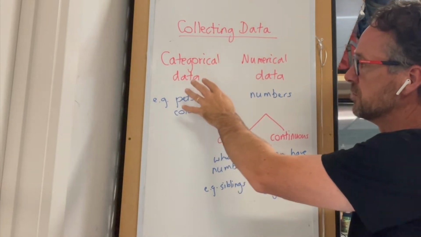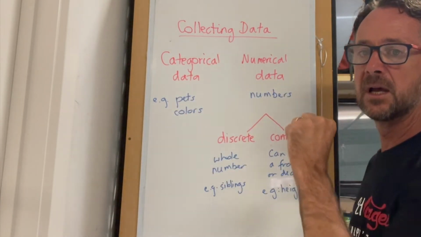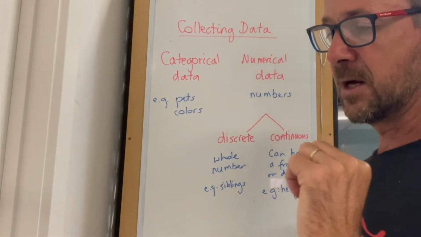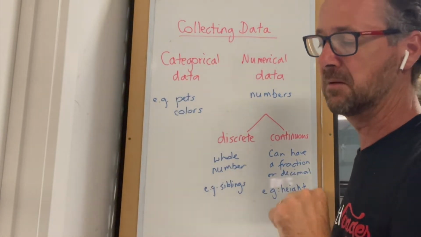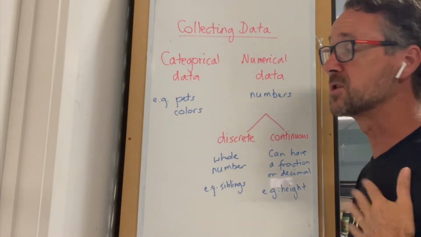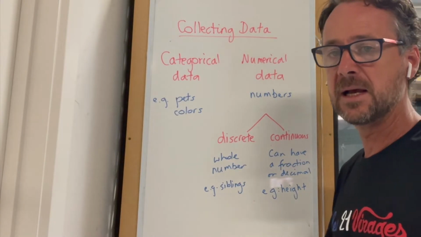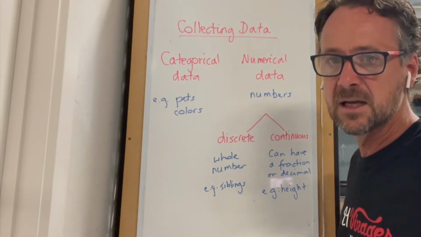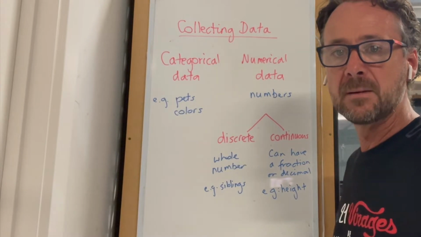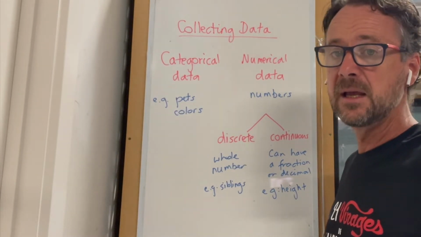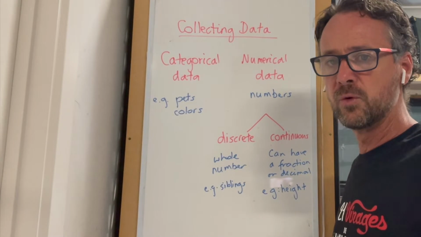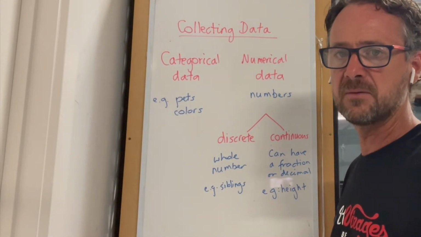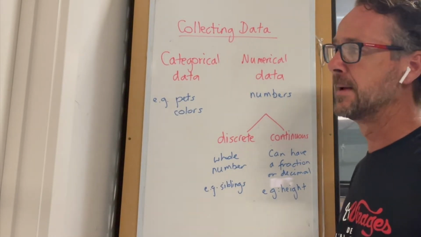So categorical data will normally give a question whereby you'll probably give a noun as a response. For example, it might be what's your favourite pet, what's your favourite colour, somewhere where you might have been on holiday, things like that, where you're going to give a word as an answer that doesn't have a number attached to it.